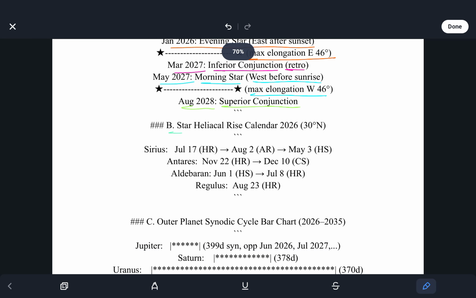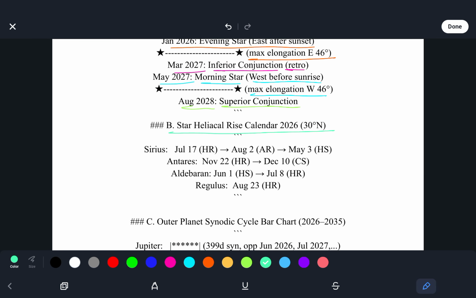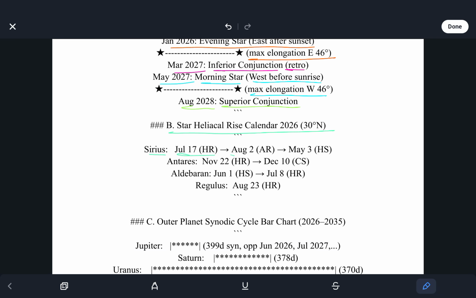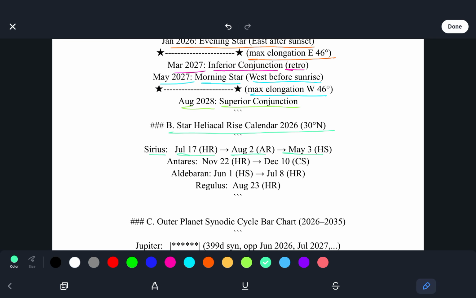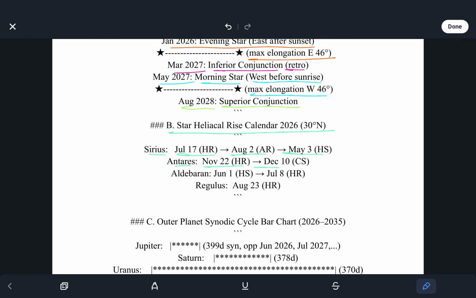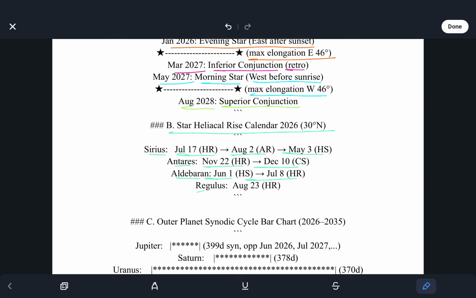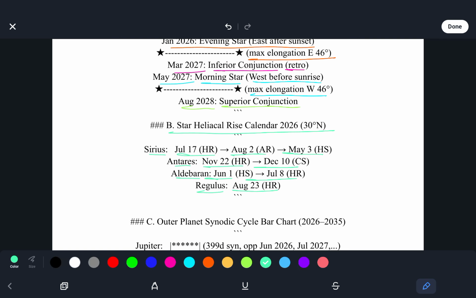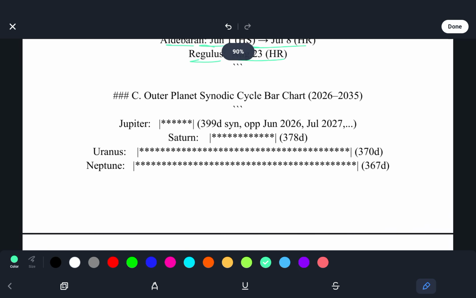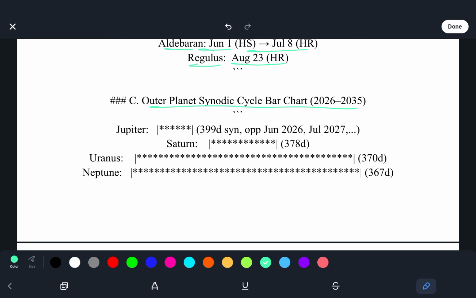All right, star heliacal rise calendar for 2026, 30 degrees north. We see Sirius July 17th, August 2nd, May 3rd, Antares November 22nd, December 10th, Aldebaran June 1st, July 8th, Regulus August 23rd. All right. And we have our outer planet synodic cycle bar chart for 2026 through 2035 here.